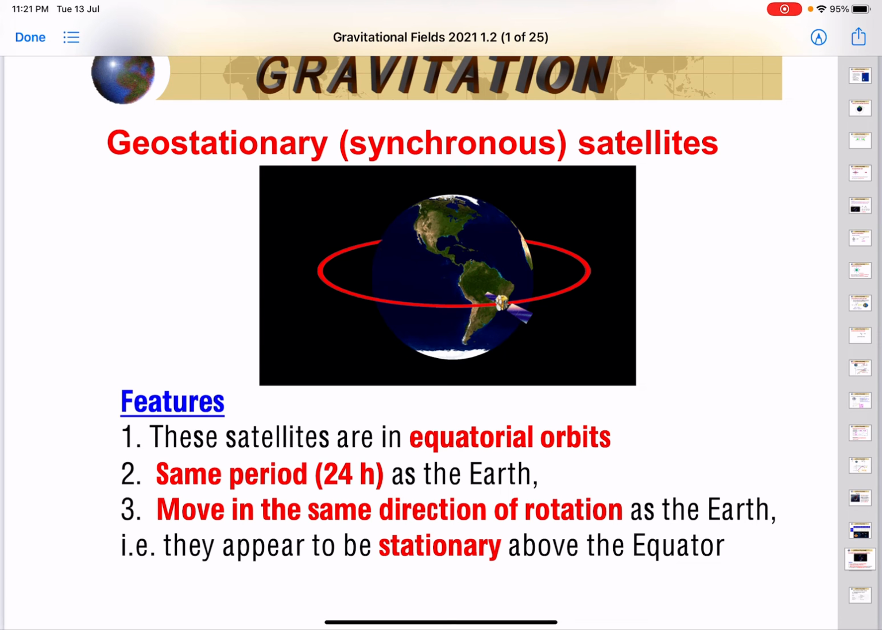First, this satellite has to be in an equatorial orbit. Otherwise, there's no way for this satellite to always remain above the same point. It has to have the same period as the Earth, so as the Earth rotates, the satellite moves above the same spot. It has to move in the same direction of rotation as the Earth, and as a result, it will appear to be stationary above the equator. It can only be above the equator. It cannot be at any other latitude.